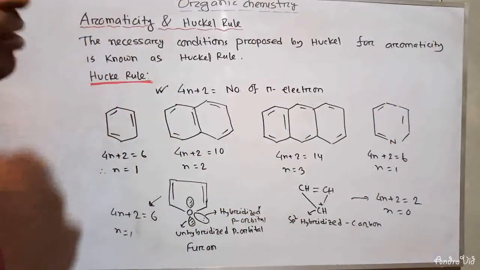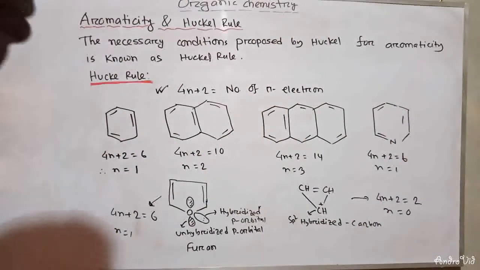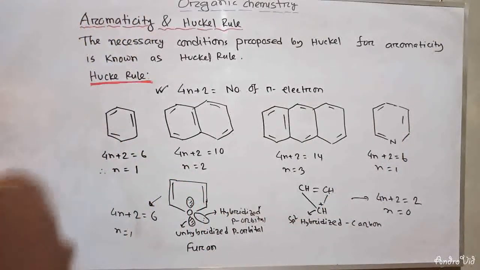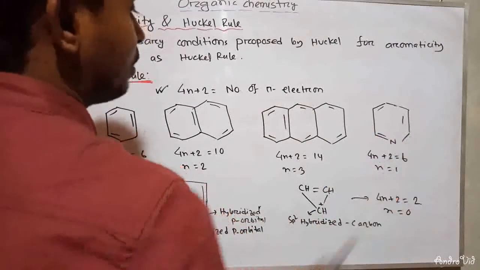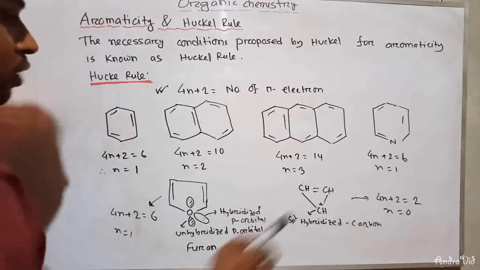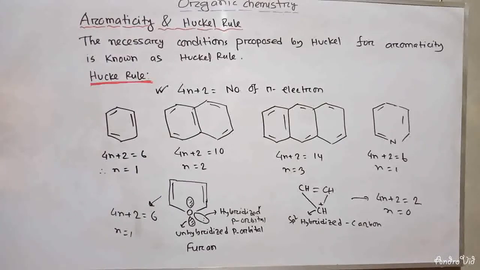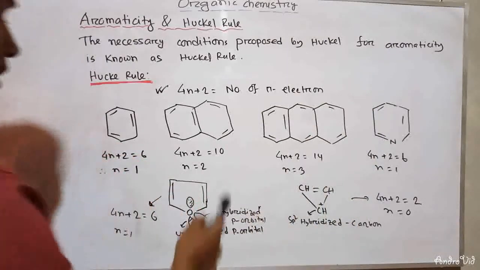In that structure the value of 4n plus 2 is equal to 6, as there are 3 pi bonds, so 6 pi bonding electrons must be present in this structure. In that case the value of n is equal to 1. As you get an integer value, you can say this is also an aromatic compound. Now look at the structure.